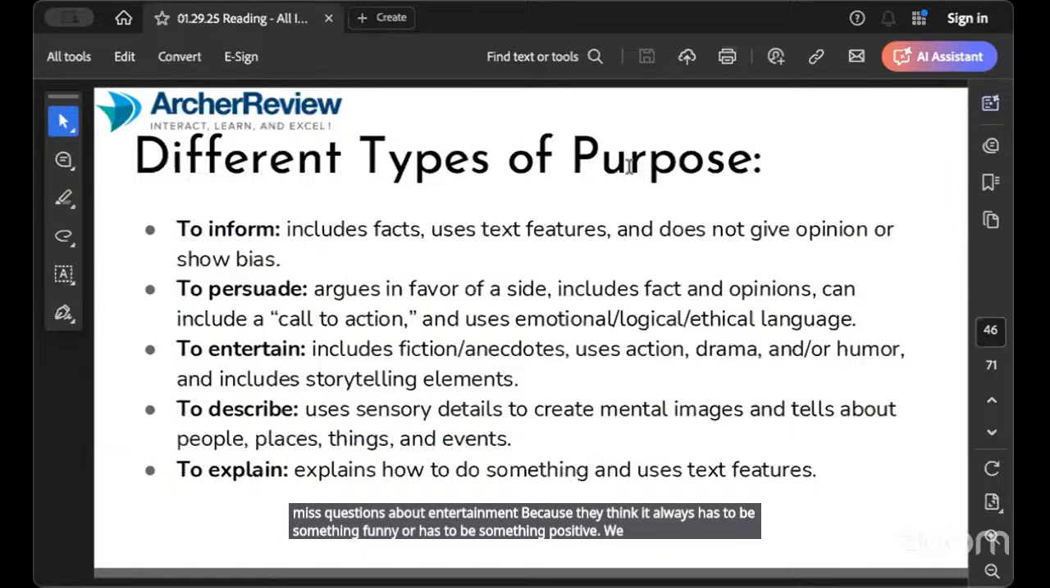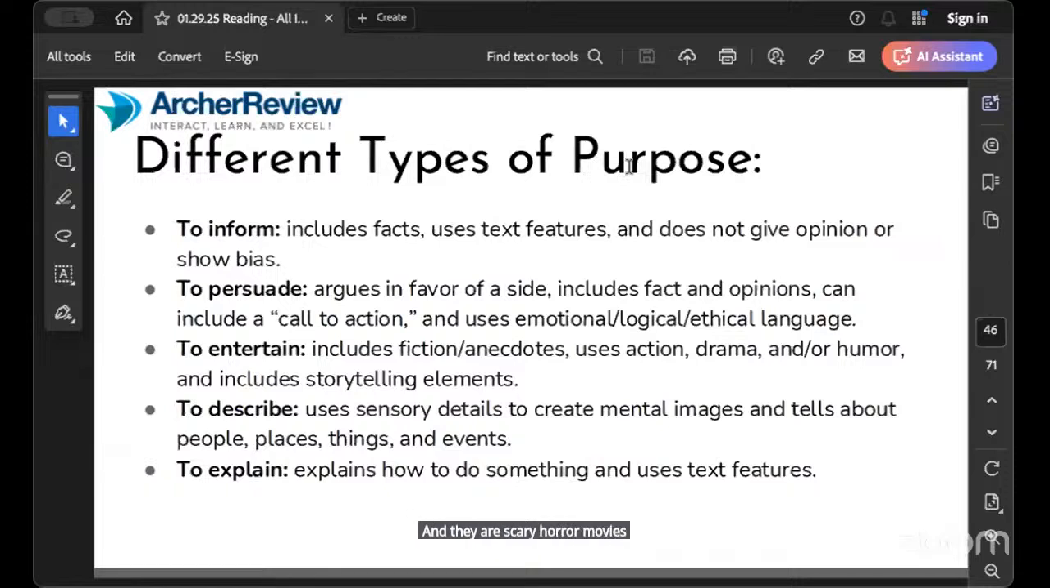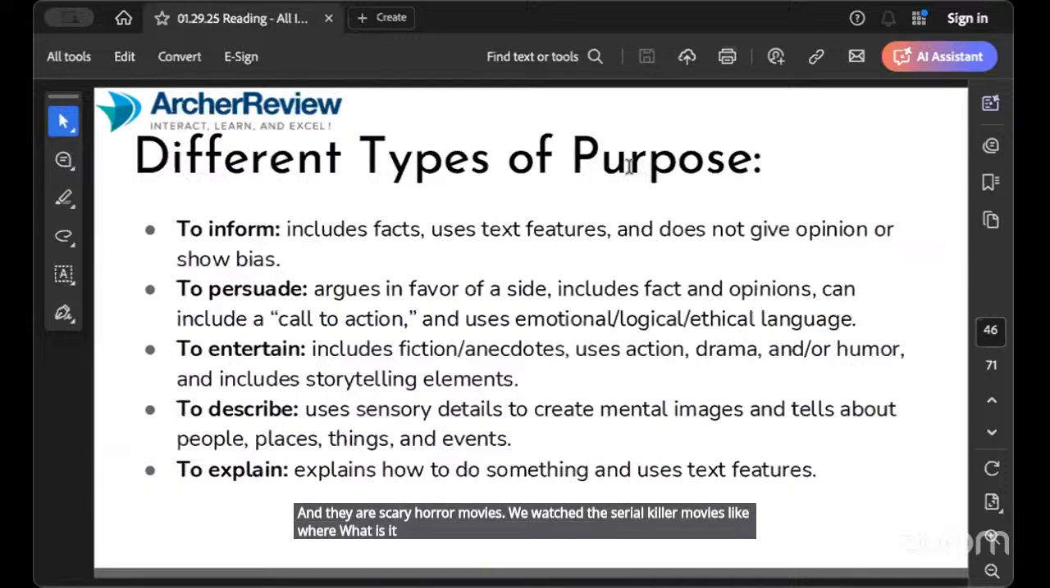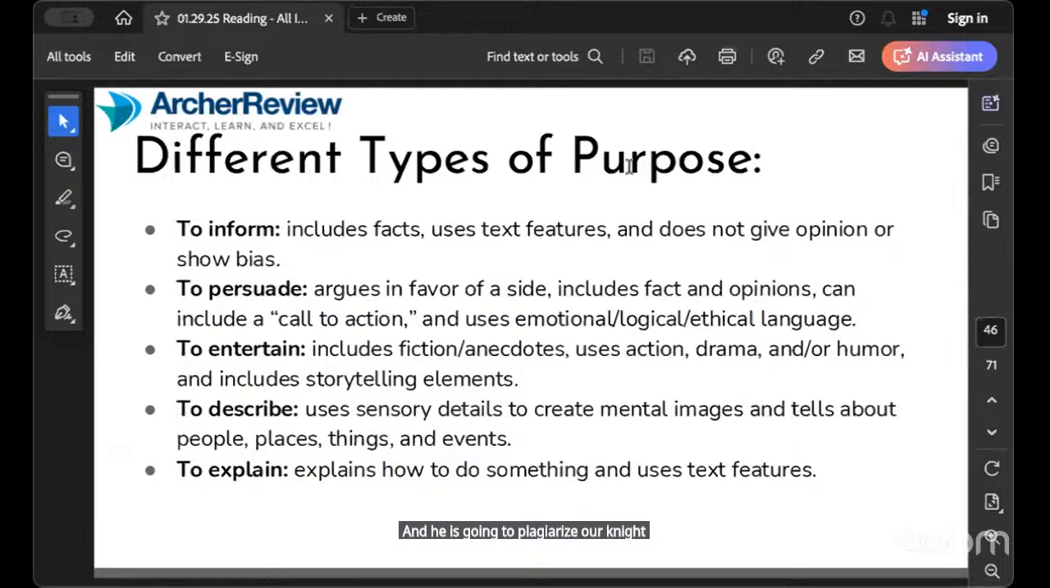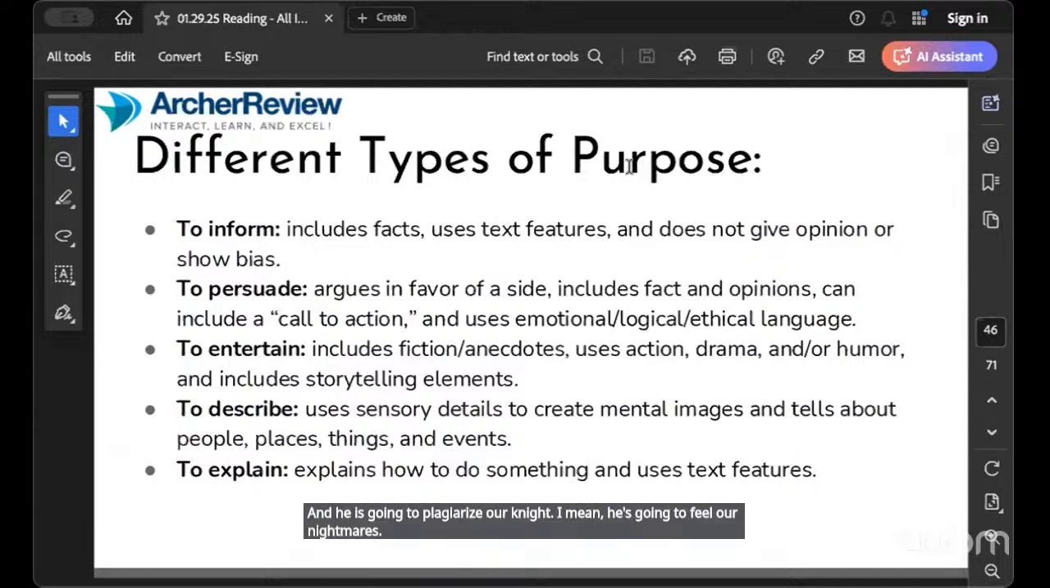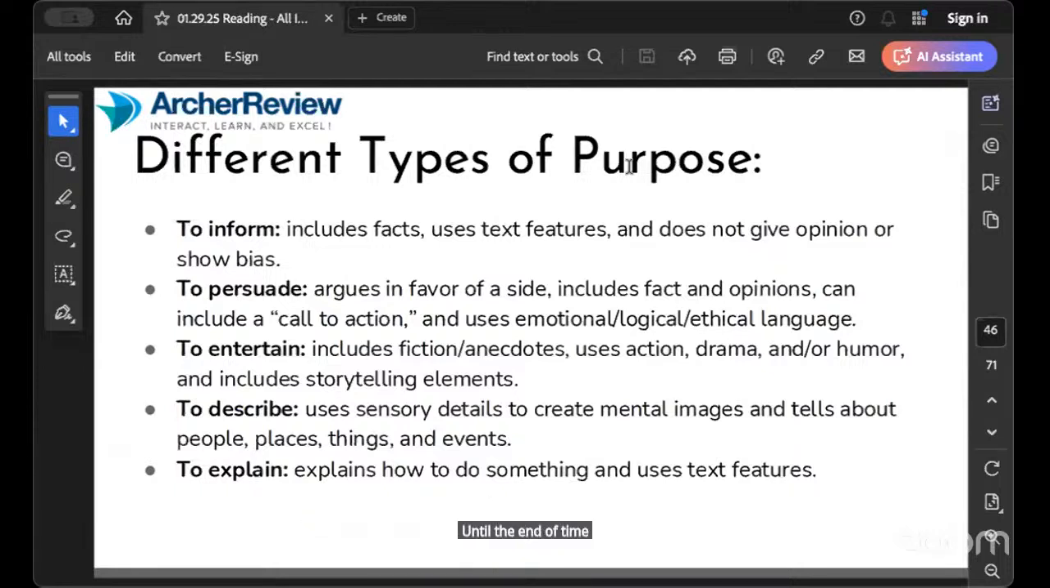We go watch the movies and they are scary horror movies. We watch the serial killer movies, like, what is it? Michael Myers, that dude never dies and he is going to plague our nights. He's going to fill our nightmares until the end of time. But we still go watch it, right? Right.